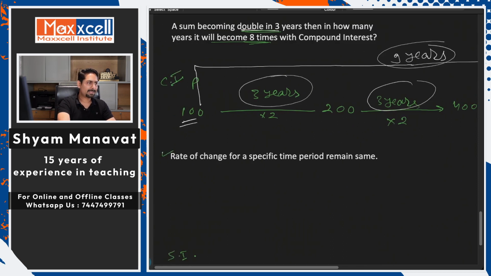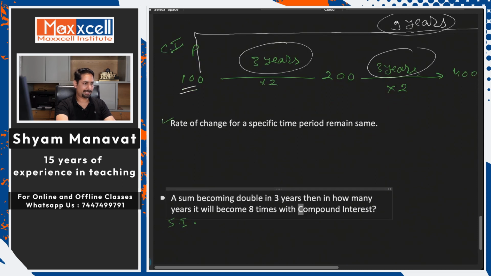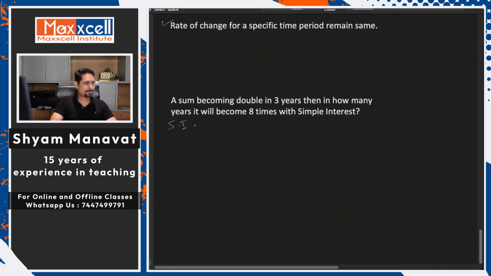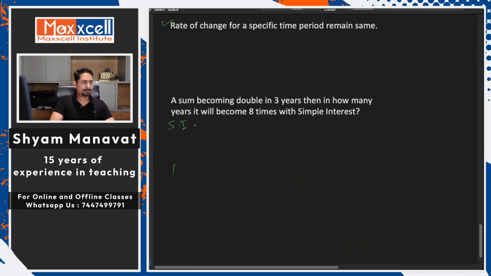Now let me say, had this been the same case in simple interest, let me copy this for you, and I say now this time it is simple interest. Then how do we do the calculation? Without formula, by using this kind of visuals. Let me assume the initial value is 100. Question said in 3 years, it becomes double. So it becomes what? 200. Question is in how many years it will become 8 times?